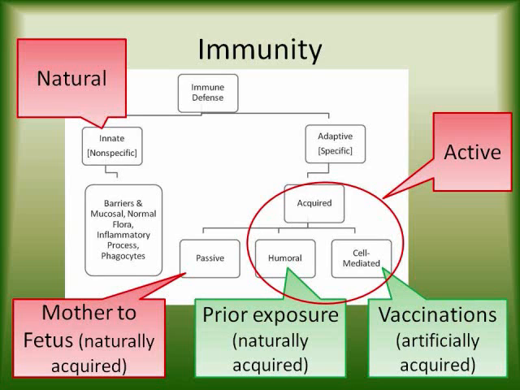The passive immunity is what goes between the mother to the fetus. The active immunity, that's acquired immunity. We can get it from prior exposure. That's the humoral side of it. Remember the memory cells within the humoral system. And we can get immunity through vaccinations. That's via the cell-mediated pathway, and it is artificially acquired immunity.